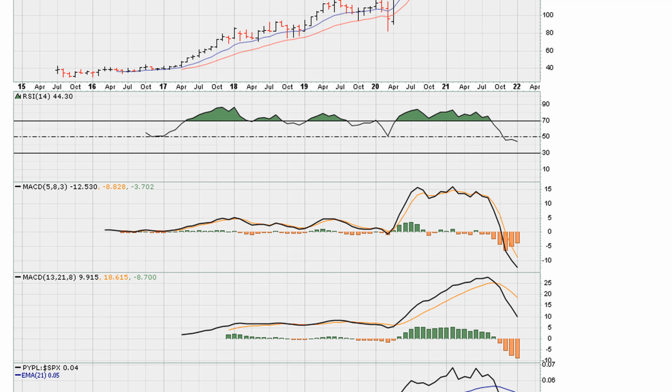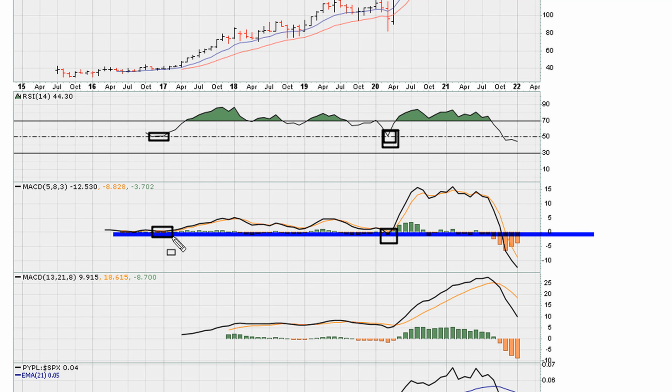Today I also want to just include the MACD, because sometimes I forget to discuss the MACD. But we can see, coinciding with RSI 50 support, is the MACD zero line support. So take a look at the MACD zero line support during the lows here. The MACD never dropped below zero throughout the lows here.